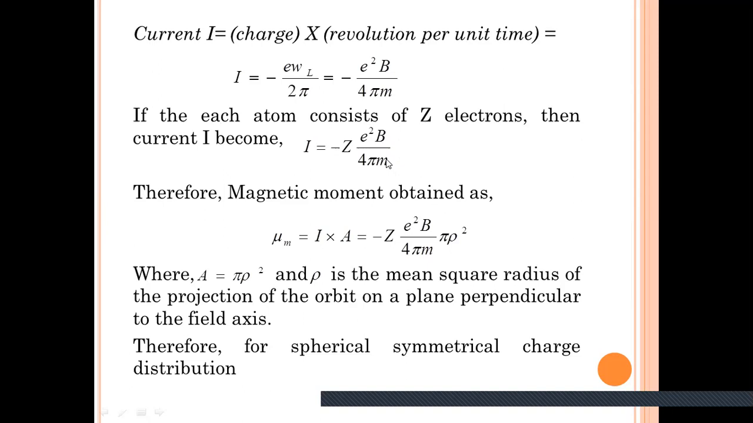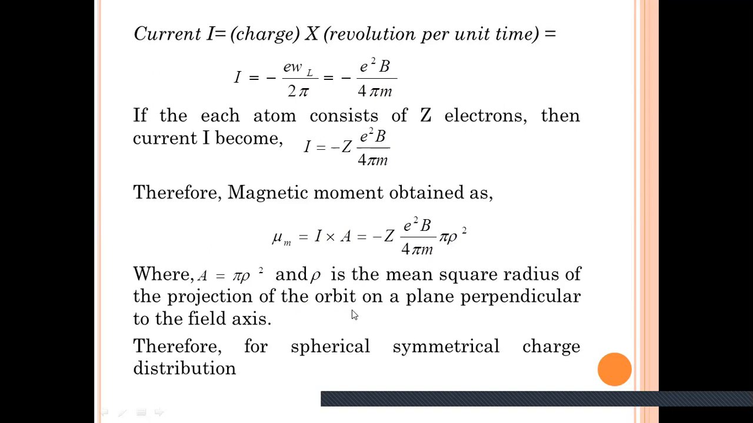Therefore, you know the magnetic moment mu I equals current into area. Here the current equals minus Z e square B upon 4 pi m, and this is the area of the circulating loop. Here it is not a simple radius, it is a spherical radius, since the electron can revolve around the sphere. Therefore the area is pi rho square, where rho square is the mean square radius of the projection of the orbit on a plane perpendicular to the field axis.